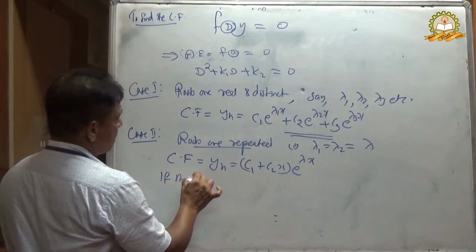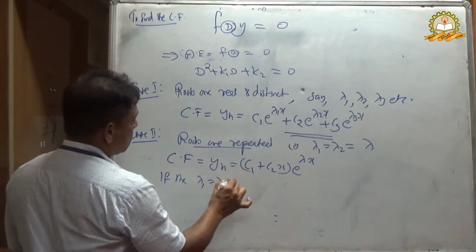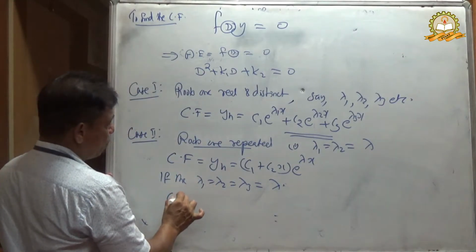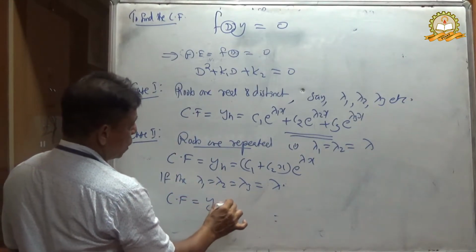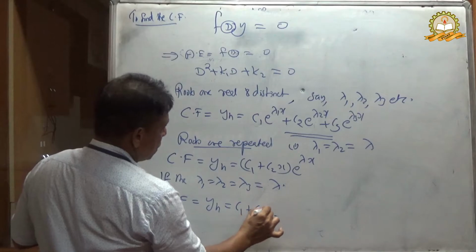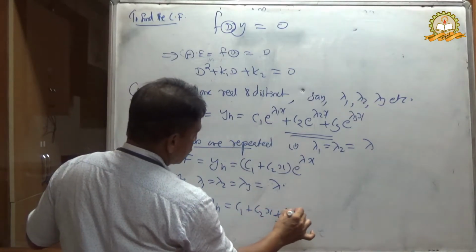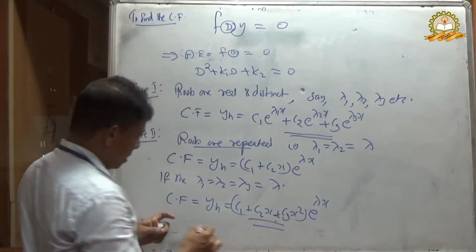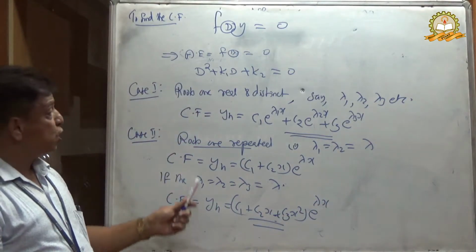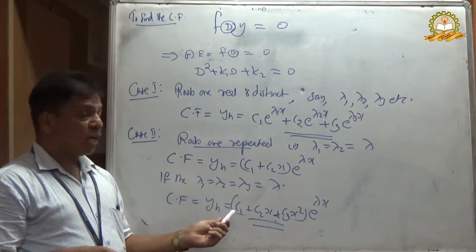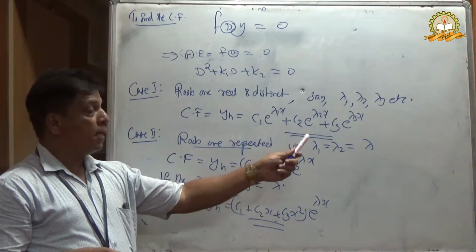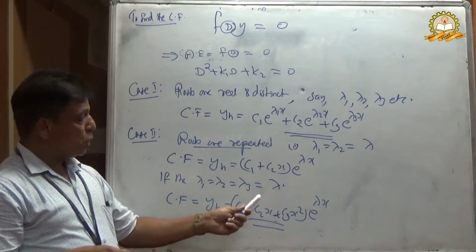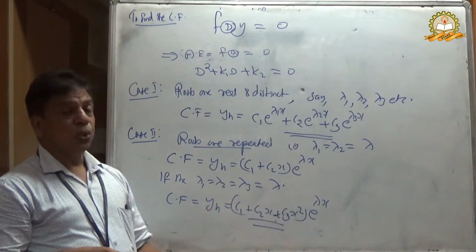are repeated, lambda 1 equal to lambda 2 equal to lambda 3 equal to lambda, then we can write the complementary function as y of h is equal to c1 plus c2x plus c3x square into e raised to lambda x. This is the procedure for writing the complementary function when the roots are repeated.